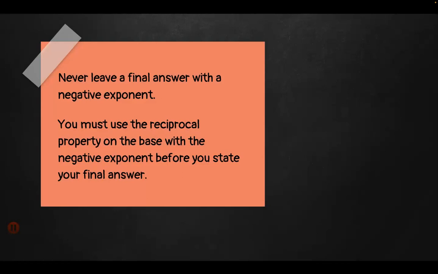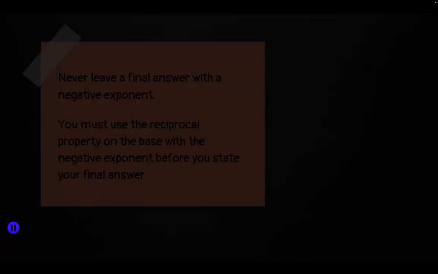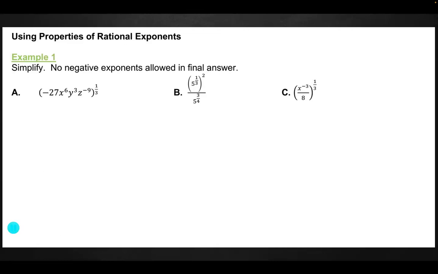Like I mentioned before, we don't like to have an answer that has a negative exponent, so we will have to use the reciprocal property on the base, so that way I can get that negative exponent to become positive. So same thing as flipping your fraction. So let's look at using the same properties and applying them for when we have rational exponents.